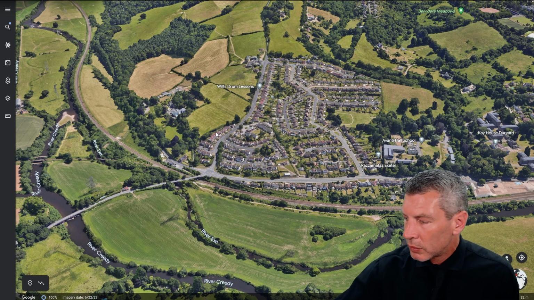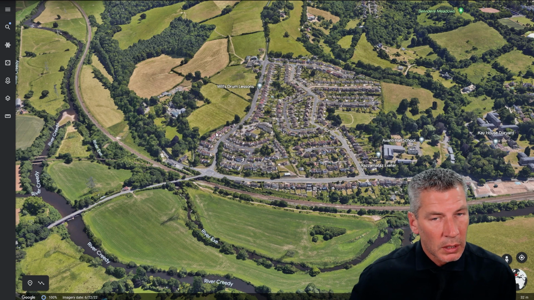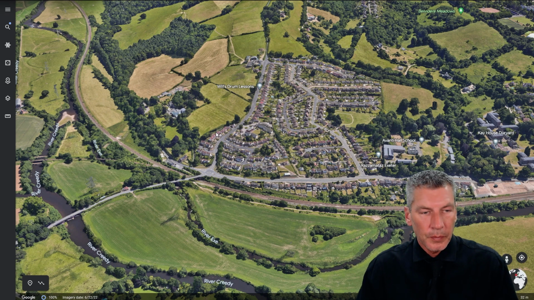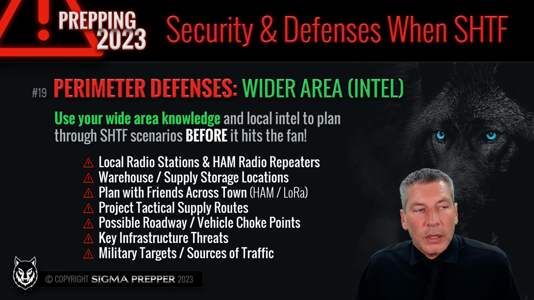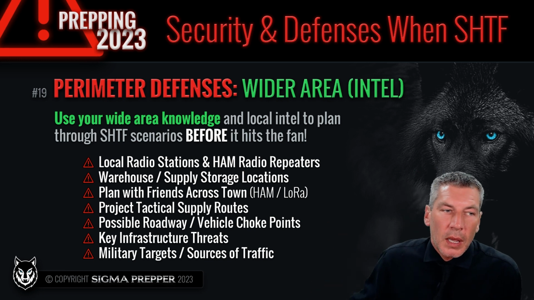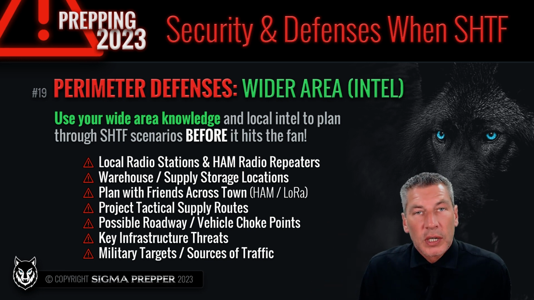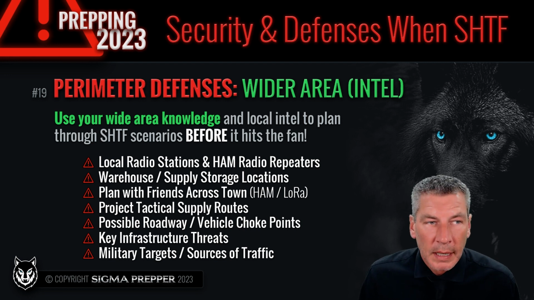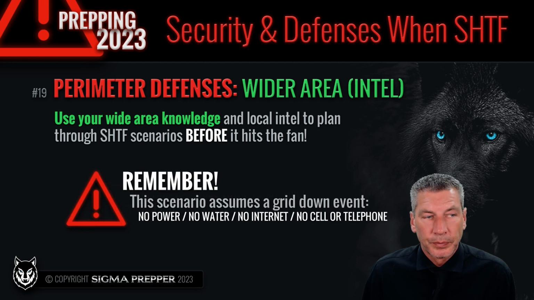So, don't underestimate the complexities of transmitting over vast distances across towns. Ham radios like you get these Baofengs, great as they are, they do have limitations. Don't let that catch you out. So, project your tactical supply routes, possible roadway, vehicle choke points, key infrastructure threats, and so on. Right, this is what we're looking at when we're talking about our wider area.